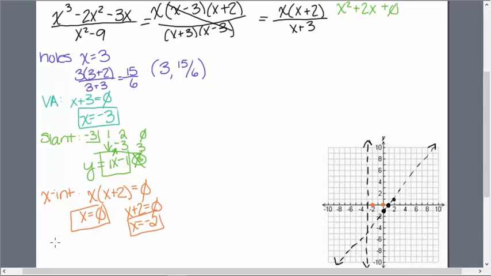My y-intercept is found by plugging in 0. So in other words, in this whole thing, I have 0 times 0 plus 2 over 0 plus 3, which is 0. So in other words, I am hitting the y-axis at 0.